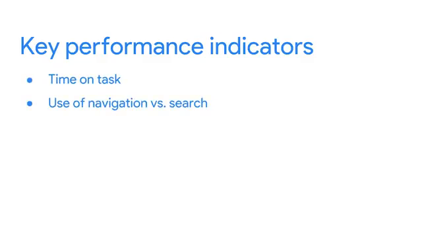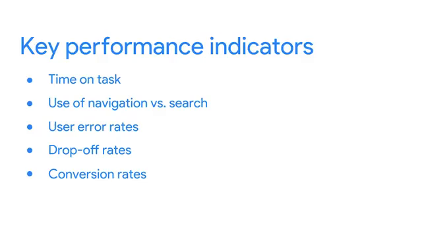In this video, we'll check out 6 KPIs that can be useful in UX research studies: time on task, use of navigation versus search, user error rates, drop-off rates, conversion rates, and system usability scale, or SUS. You ready? Let's dig in.